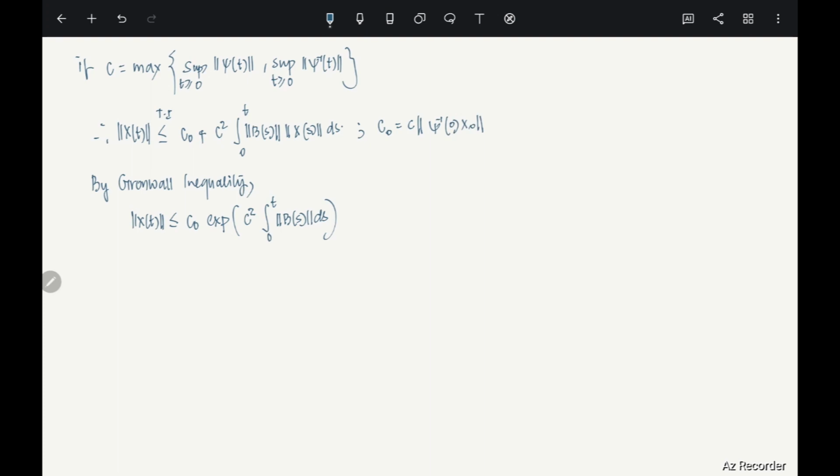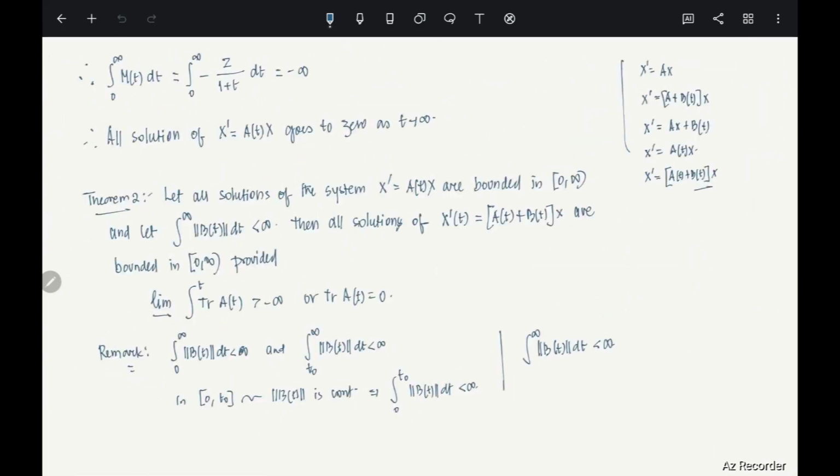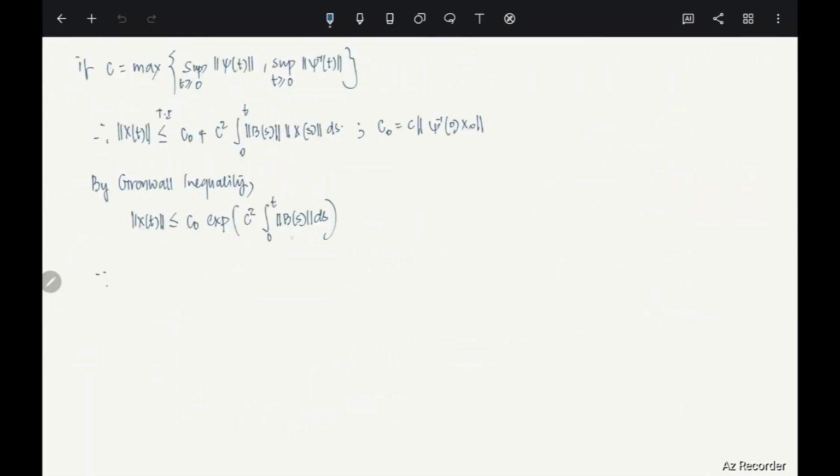Clear? Is it okay? Now you see, since we have assumed, you remember what is the assumption on b of s? It is that the integral of b of s is finite. So if the integral is finite, therefore x of t is bounded. This is finite, and the exponential of a finite bounded term is basically bounded. So x of t is bounded.